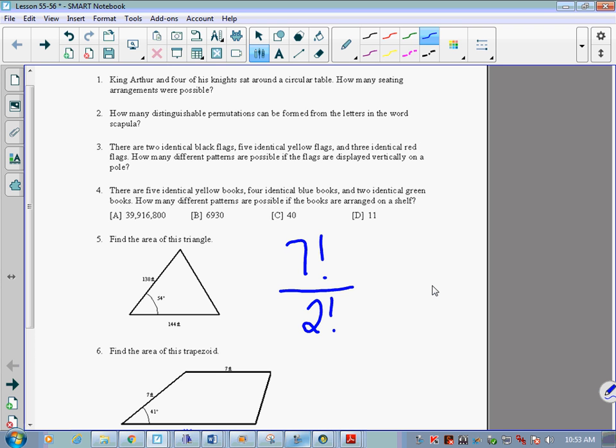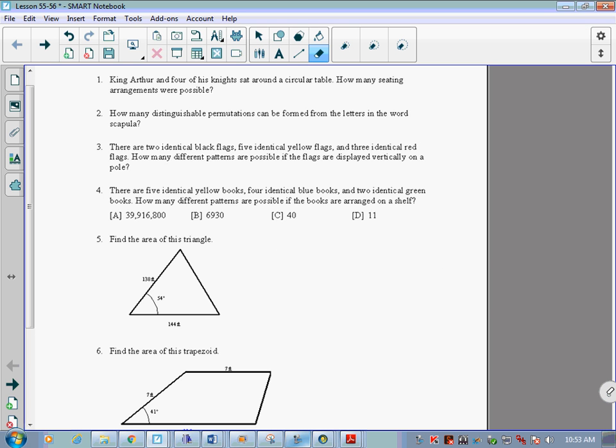You guys are going to punch that in your calculator and tell me what you get. 2,520. Now, like I said, we talked about the word Mississippi. How many letters does Mississippi have? 11. But let's talk about the things that repeat. I repeats: M-I-S-S-I-S-S-I-P-P-I. So it repeats 4 times.